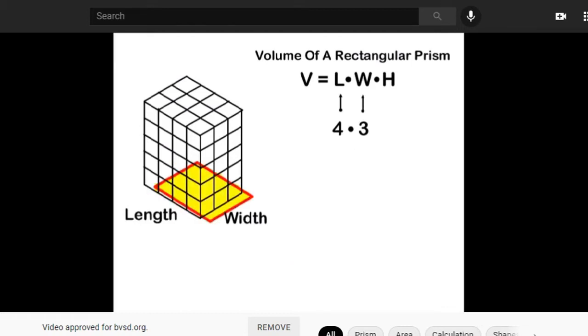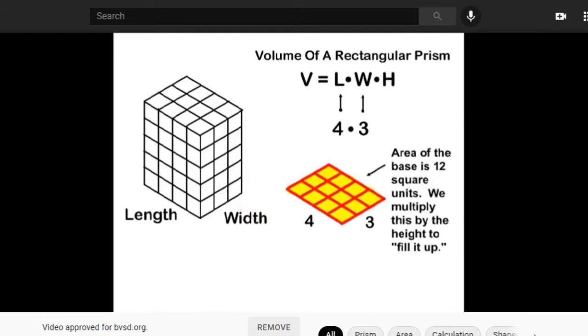We can clearly see when multiplying the length times the width of the rectangular prism, we come up with 12 square units, which would be the area of the rectangular prism's base. Remember, this is only a two-dimensional measurement. To give it depth or volume, we must now multiply the area of the rectangular prism's base of 12 by whatever the height is to fill up the rectangular prism or to add depth or volume.